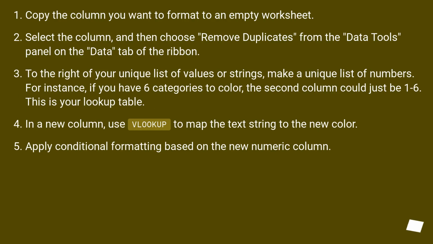Copy the column you want to format to an empty worksheet. Select the column, and then choose Remove Duplicates from the Data Tools panel on the Data tab of the ribbon. To the right of your unique list of values or strings, make a unique list of numbers. For instance, if you have 6 categories to color, the second column could just be 1 to 6. This is your lookup table.